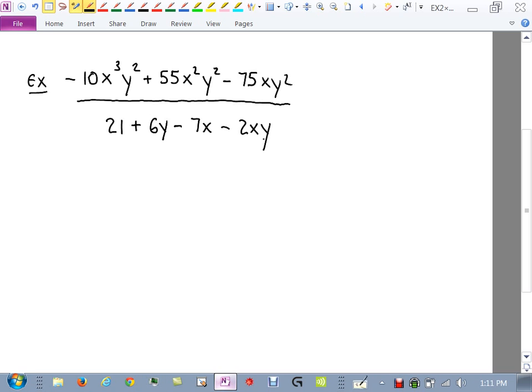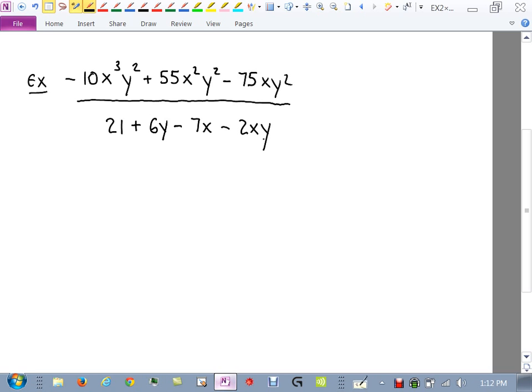That's pretty ugly looking, isn't it? You can't just start canceling things out here. So your only option is to turn to your trusted knowledge base of factoring, right? What do you know about factoring? So let's look at the top.